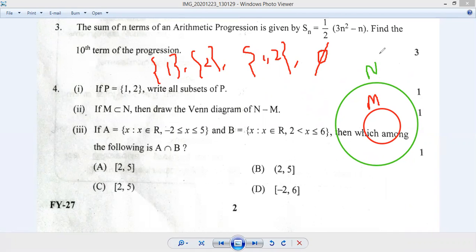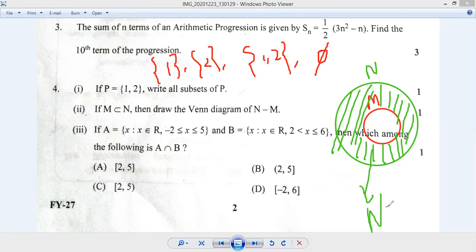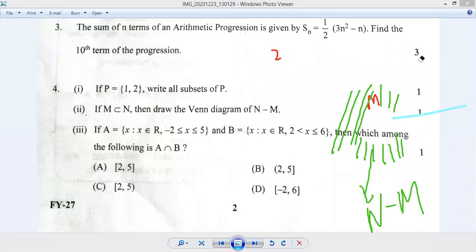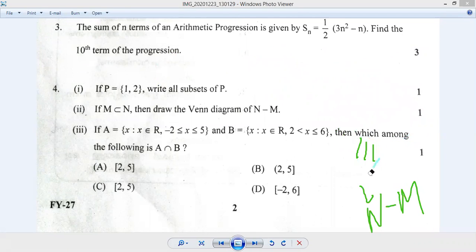So N minus M will be the region which is inside N and outside M. I'll shade this region, this green shaded region. This region will be N minus M. The region inside N and outside M will be N minus M. Okay, great. Now let me erase this and let's move on to the third part of the fourth question.